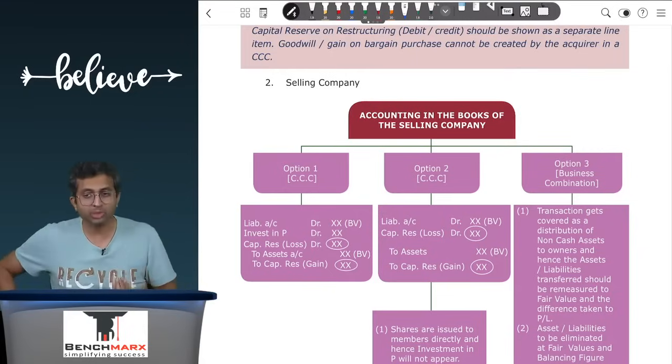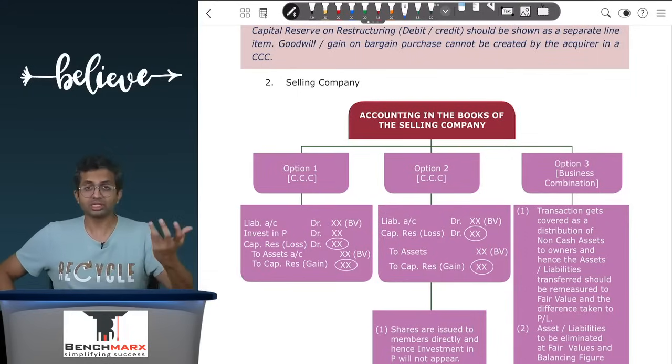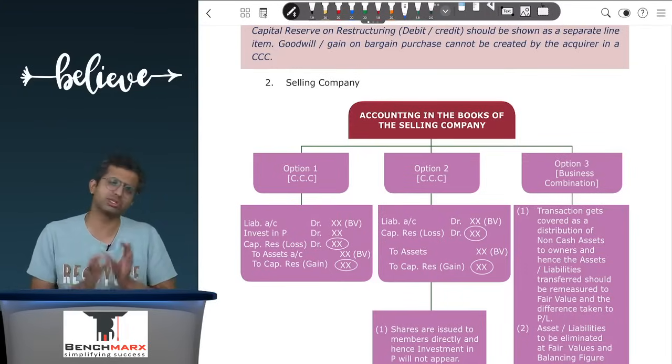Here, in the books of the selling company, GAAP applies, generally accepted accounting practices, and as per GAAP, the standard, you can either take this into the profit and loss account or capital reserve. ICI takes it to the capital reserve, so we also take it to the capital reserve. This is in stage 1.